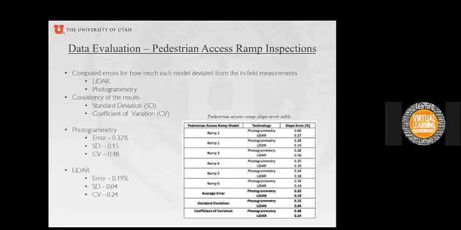So we have just a brief overview of the different ramps, different technologies, and the slope errors for each one of the technologies in each ramp. So the overall error for photogrammetry was 0.32 and LiDAR was 0.19, so very close. Standard deviation for photogrammetry was 0.15 and 0.04 for LiDAR. And then the important variable to look at is the coefficient of variation. So for photogrammetry, we have 0.48, and for LiDAR, we have 0.24. So LiDAR was slightly more accurate, and it had more uniformity within its measurements. It had less variability.